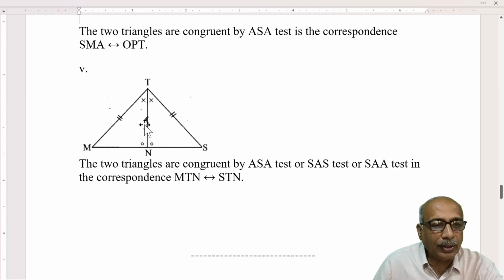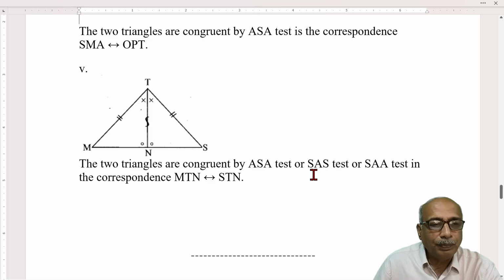So these two triangles are congruent by ASA test or SAS test. Now here you see, this side MT is congruent to TS, angle T congruent to angle T, and TN congruent to TN, common side. So side, angle, side. So by SAS test, these two triangles are also congruent.